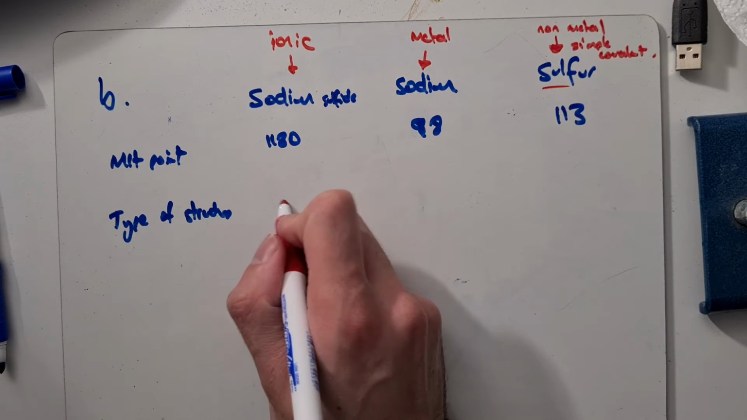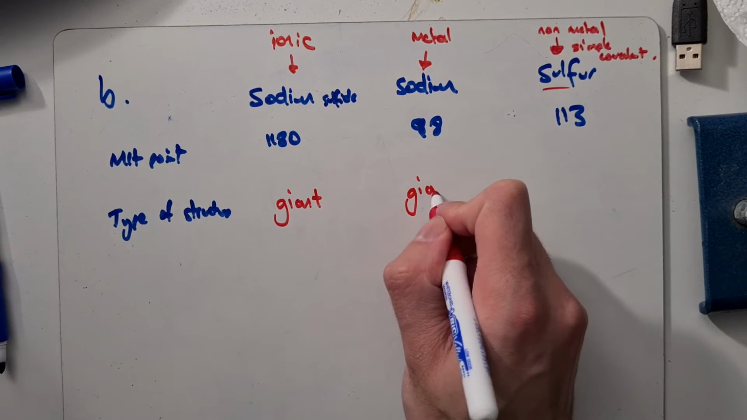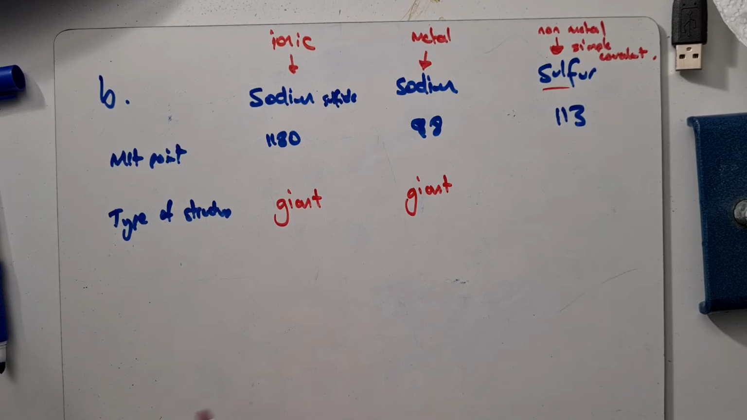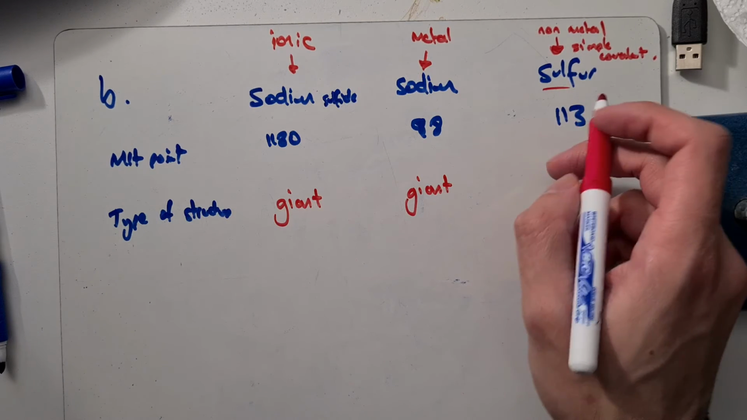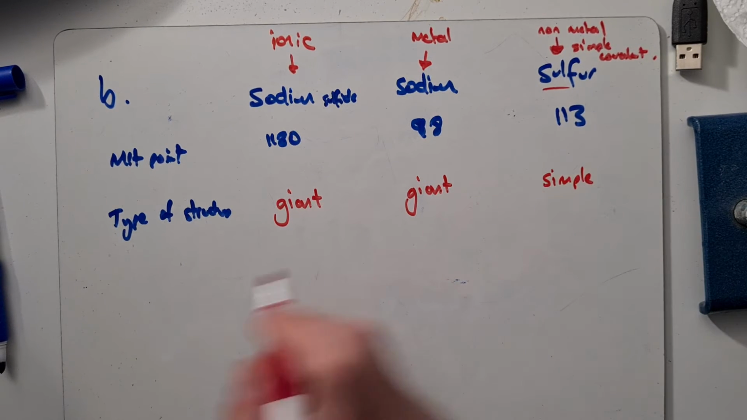Sodium sulfide, ionics form giant lattices. Metals form giant lattices as well. You think with a metal, it's just ion after ion after ion. Sulfur, we said before, is simple covalent.